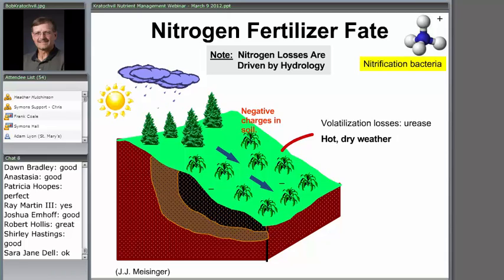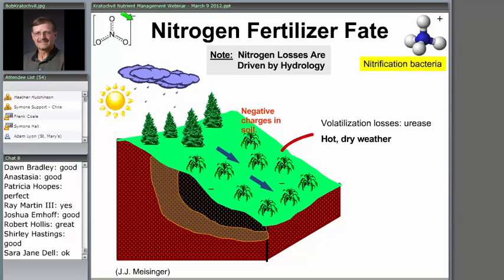soil, it then becomes subject to the works of the soil microbes, and in particular nitrification bacteria. Now what nitrification bacteria do is basically feed on the hydrogen ions associated with the ammonium, stripping the hydrogen ions off. They're then replaced with oxygen, and you form nitrate. Nitrate has a negative charge associated with it.